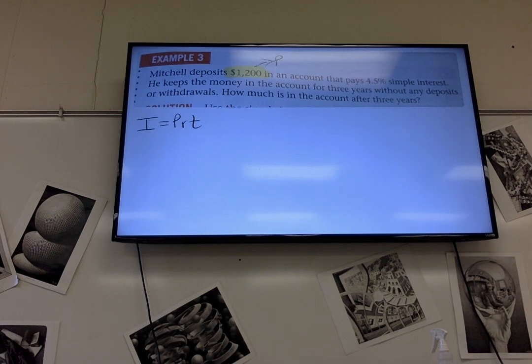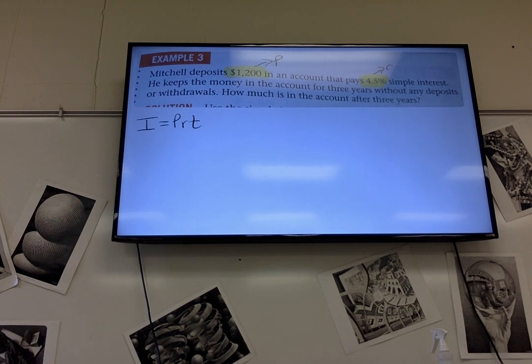And then we have 4.5% simple interest. So what's that one? Yeah, they try to confuse you here by saying it pays 4.5% simple interest. The interest is how much you're trying to find out. This is actually a percent, so it's a rate. It's R.